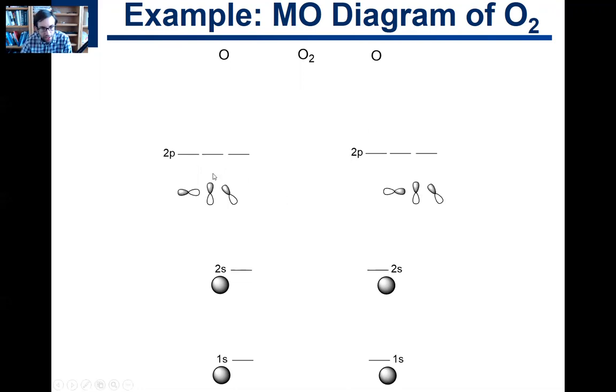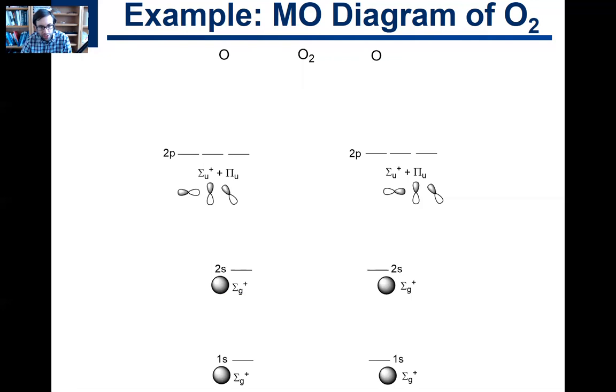And we know the 2p is going to be higher in energy than the 2s and the 1s, and they're both oxygen, so the two sets of 2p's are going to be at the same level. The two sets of 2s's are going to be at the same level, and the two sets of 1s are going to be at the same level. We don't know what those energies are. Strictly, we didn't consult any experimental data, but it doesn't really matter for the purposes of a lot of these MO diagrams.